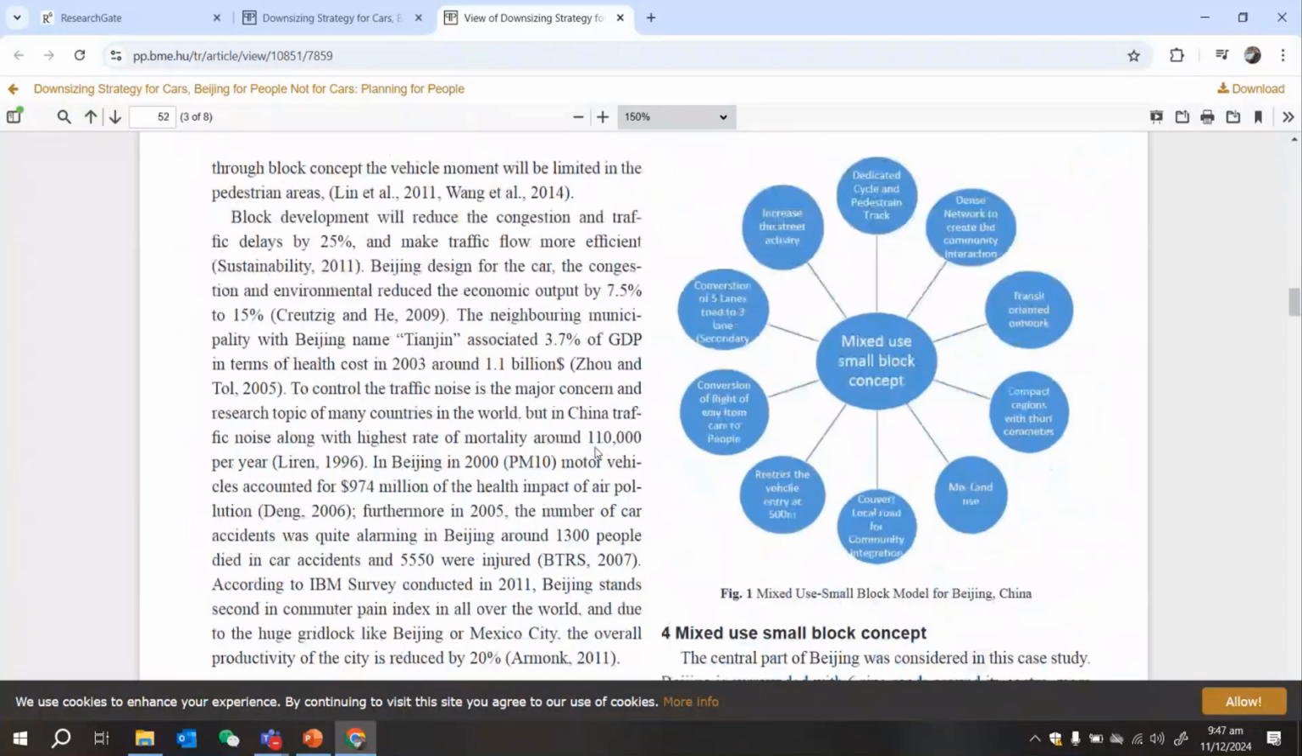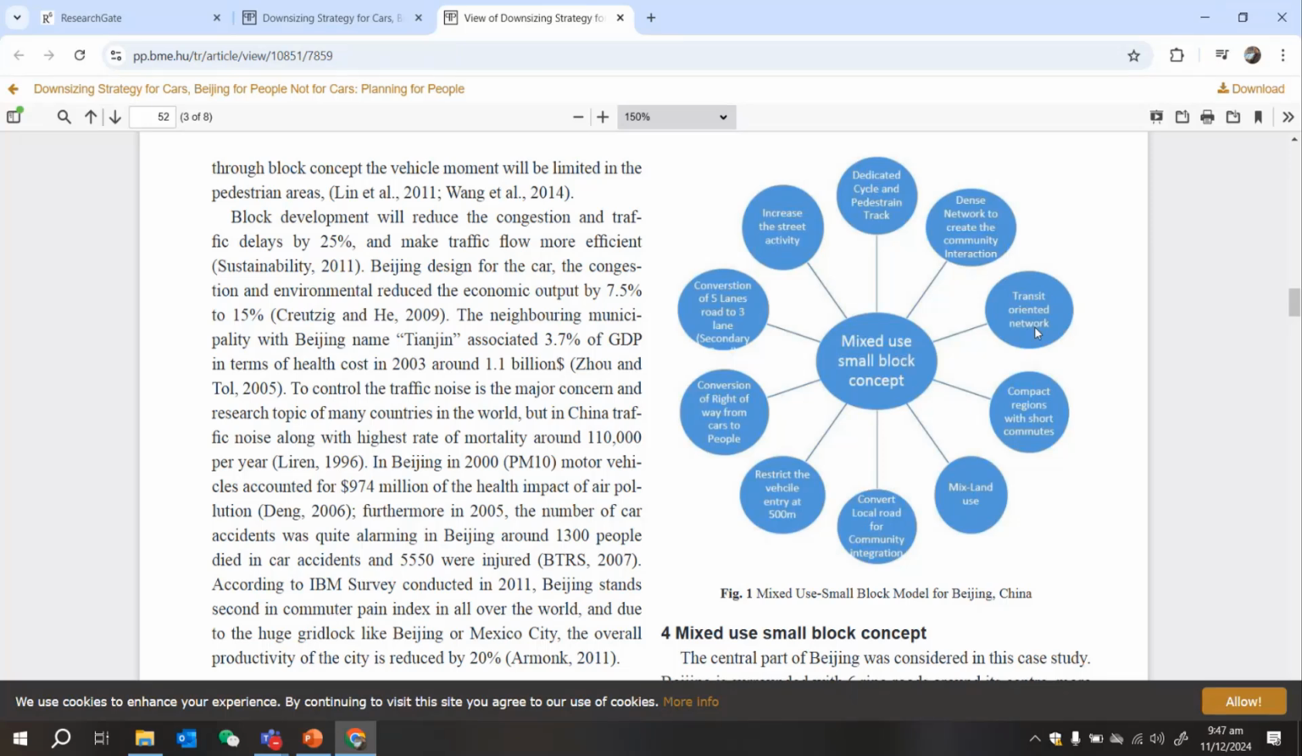What we did, we came up with the mixed use small block concept for a specific part of that city. The first thing we did, we converted 5 lanes into 3 lanes. We increased the street activity. We came up with a dedicated cycle and pedestrian track. We created more community integration.